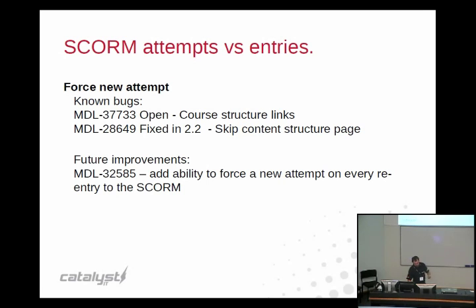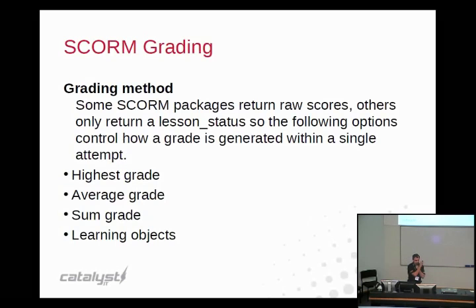In the future, I want to add the ability to force a new attempt on every re-entry, which breaks the SCORM specification, but seems to make more sense to a lot of people. So if they go in once and they get a grade of 20, when they leave and come in again, we should be creating a new attempt, or at least allow the teacher to decide that they want to create a new attempt, so they have a better history of the learner's attempts rather than going back to where they came from before. So that's a new option that we're hoping to add.